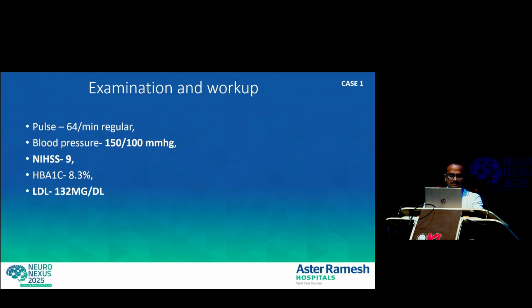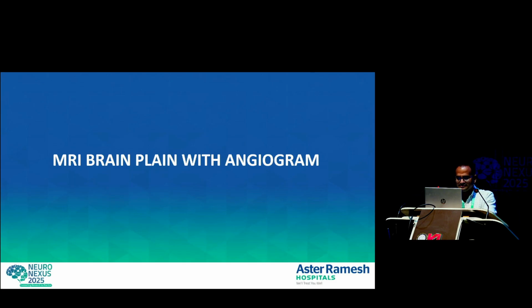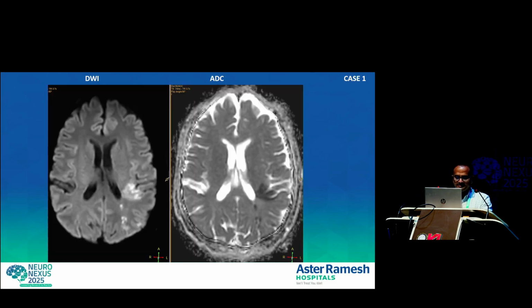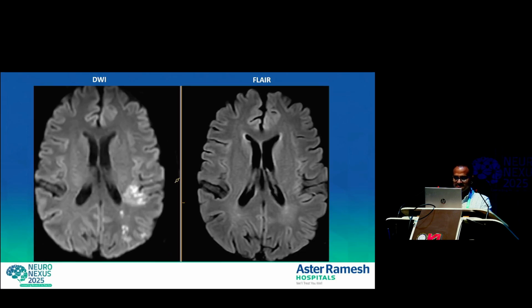On examination workup, the pulse was regular. His BP was high, 155 millimeters of mercury. NIHSS score was 9, HbA1c was 8.3, LDL was high, 132 milligram per deciliter. So MRI brain with angiogram was done. DWI showed restriction of diffusion in the left MCA territory and also in the border zone areas of left MCA and PCA with a reversal in ADC. In the FLAIR, there was no hyperintensity in the corresponding area. There is a clear DWI-FLAIR mismatch.